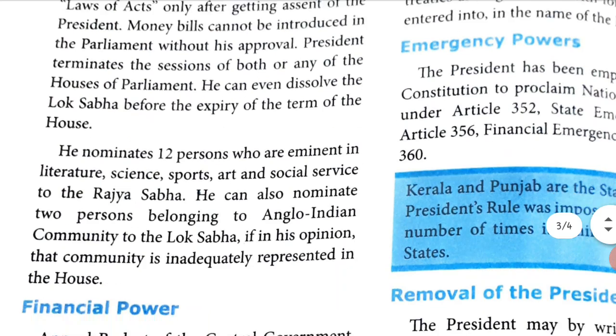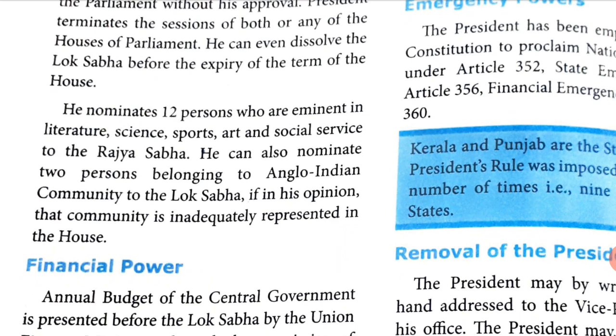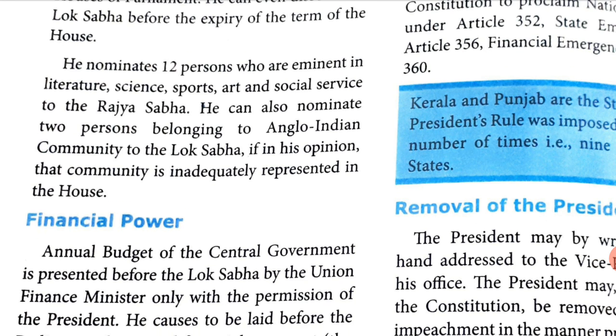He nominates 12 persons who are eminent. Nominate means he selects. So he can select 12 people who are eminent, who are famous in literature, science, sports, art and social service to the Rajya Sabha. He can also nominate 2 persons belonging to the Anglo-Indian community to the Lok Sabha, if in his opinion that community is inadequately represented in the house. That is, if there are not enough members to represent that community, then he can do so.